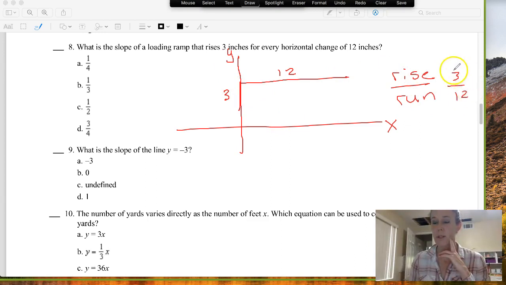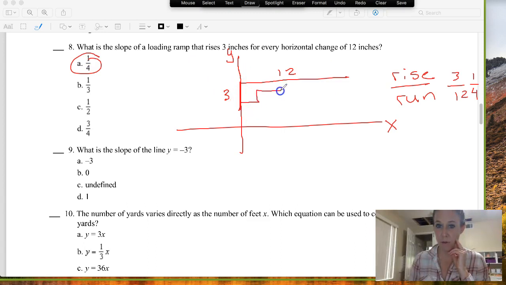This reduces. If you can reduce, do. So 3 goes into 12 4 times, and 3 goes into 3 1 time. So 1 over 4 would be your final slope, which would be A. Instead of rising 3 and running 12, you could do shorter. You could rise 1, run 4.